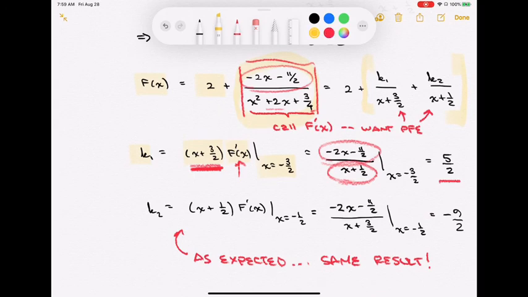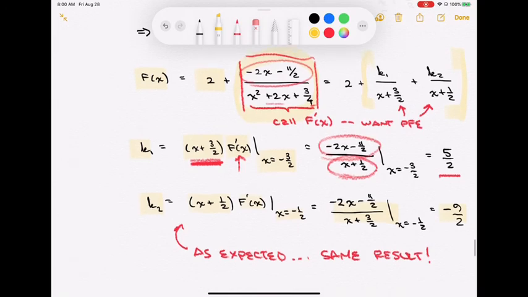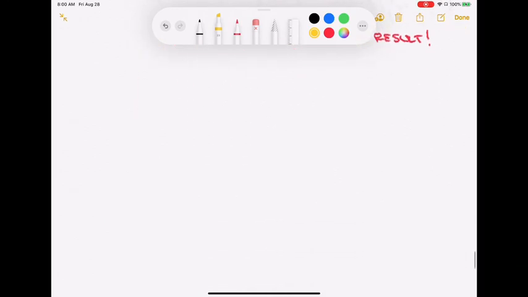For k2 in the same way, we're going to multiply by the term that's related to the factor we're trying to find. So x plus a half is that denominator term. Multiply that by that fraction, evaluate at the root. If we go through all the math on that, we get -9 halves. Exact same result as we had before, as expected. I don't really care how you do these. I think you should be able to employ most of the main methods, but it's really maybe a matter of personal preference as to what people like the most. So same result.